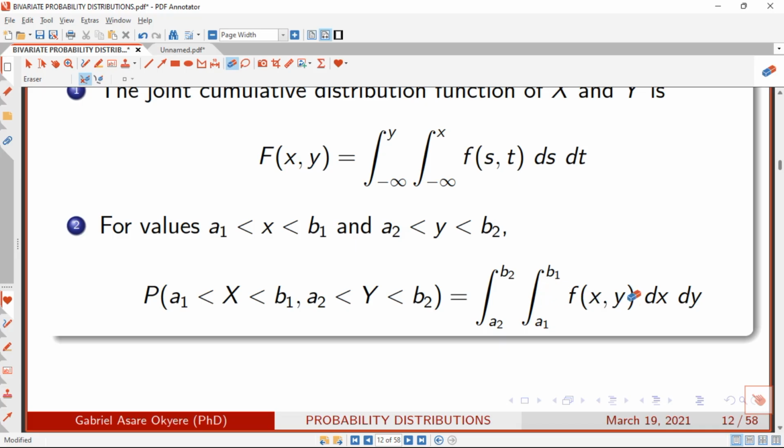And then we integrate with respect to y. That's the second integral, and we get a2 to b2, since our y was a2 to b2. That's the reason why we got this expression. So don't get worried, we are going to solve more questions for you to better understand.